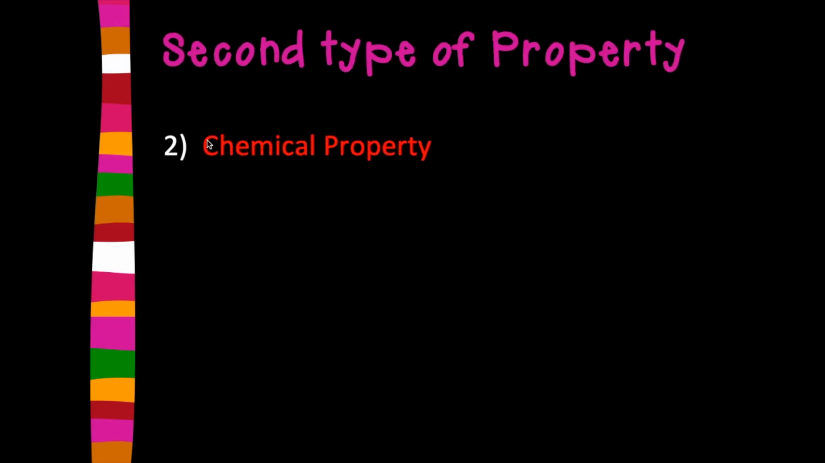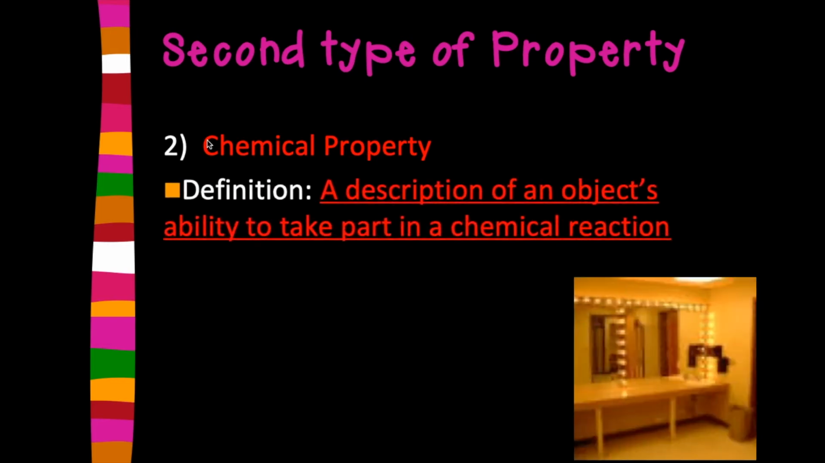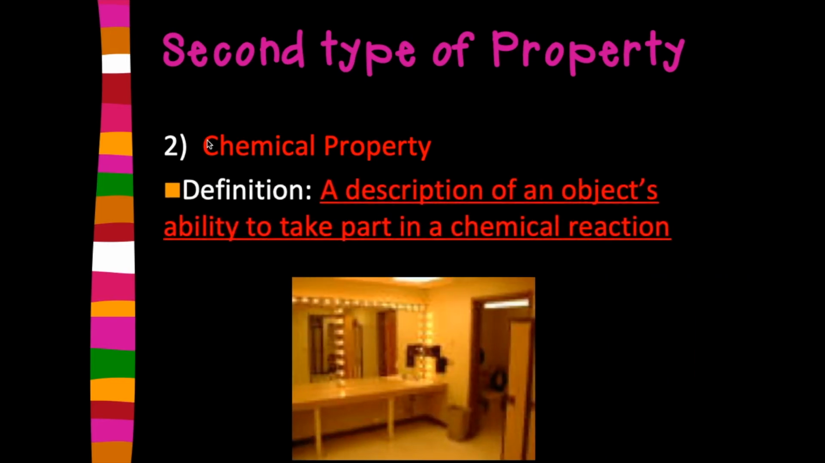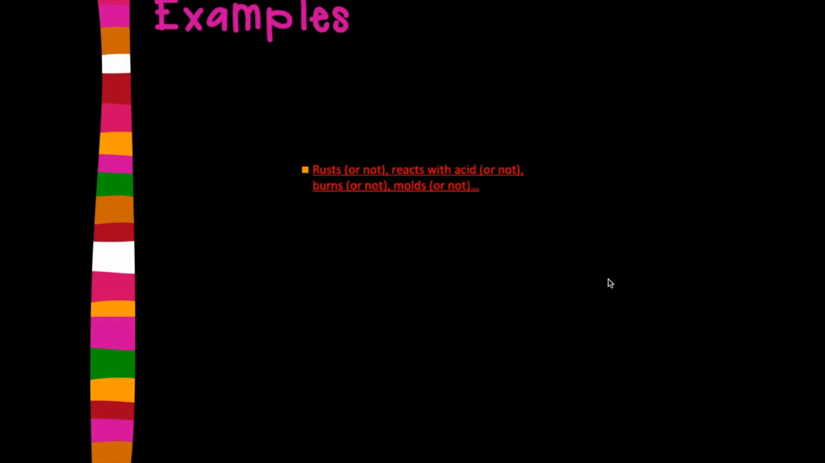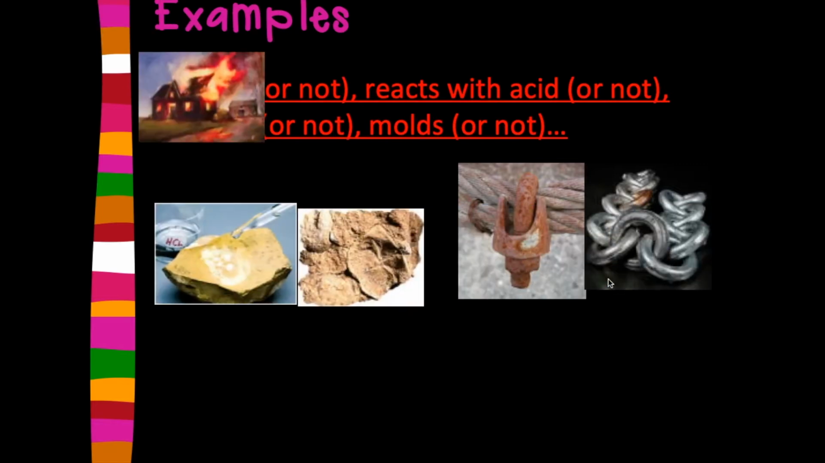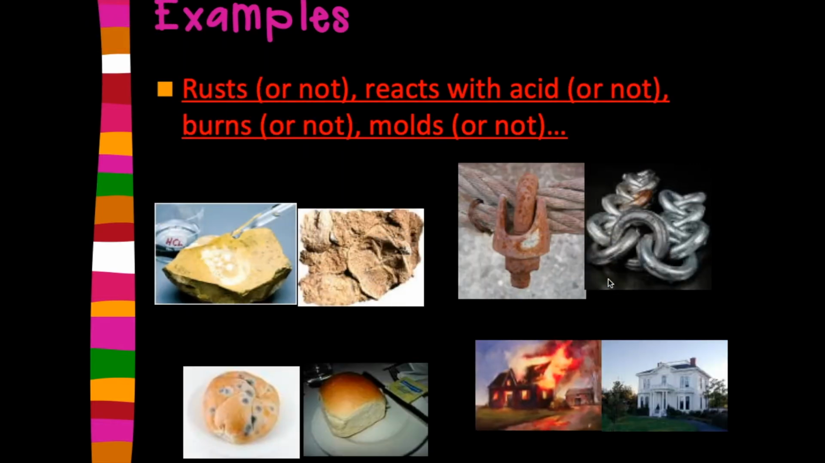All right, the second type of property is a chemical property. And this is a description of an object's ability to take part in a chemical reaction or a change. So this is a changing room. So a description of an object's ability to take part in a chemical reaction. So is it going to react? Is it going to do something and change something about itself? And we're going to talk about chemical reactions in a little bit, but a chemical property, that's what it does. So this one's a little bit more specific. Here's some specific examples. Will it rust or not? Now, you might know that it would rust or not just because of prior knowledge.